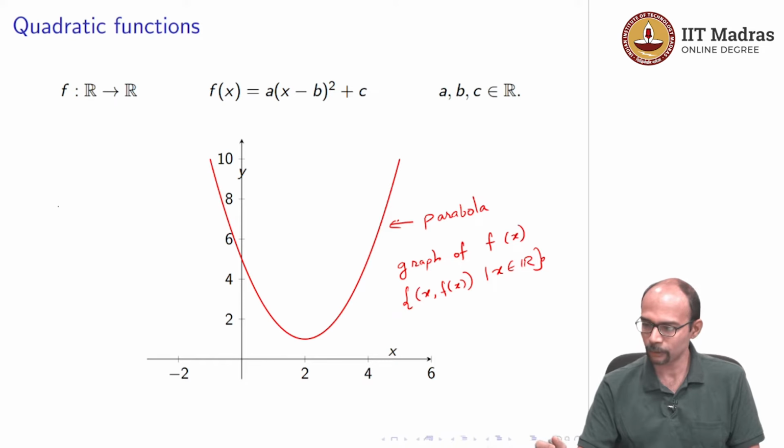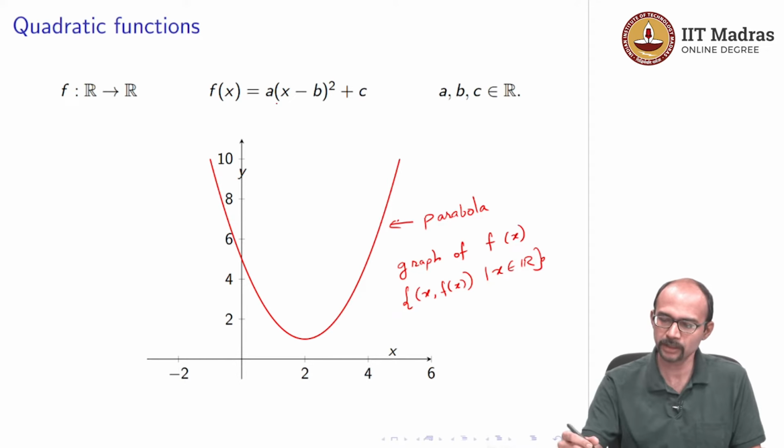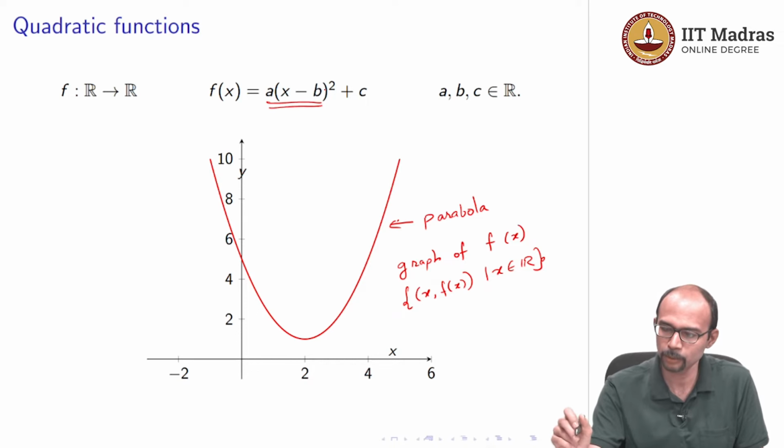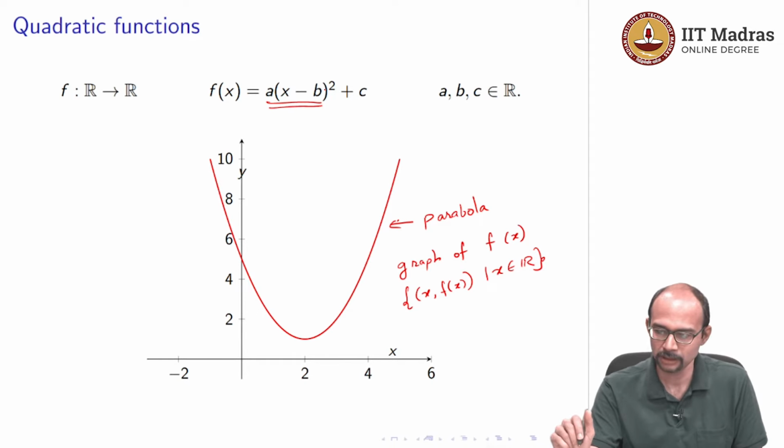So, this is the graph of f of x with some particular values for a, b and c. Again, how do I read off what the values of a, b and c are from the picture, or can I say something about this picture? Well, you can see that the smallest value of this f of x is taken when x is equal to b. That is when this part contributes the least, which is 0.